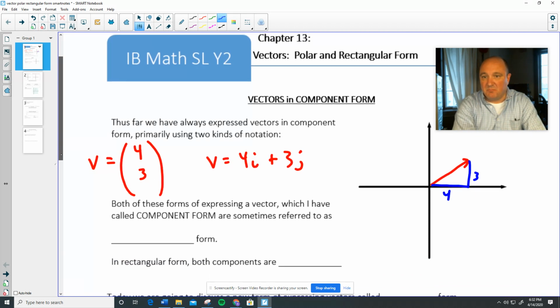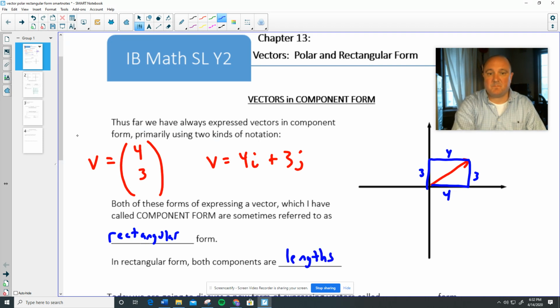Now, if you complete this, what shape do you get? Well, you get a rectangle. So sometimes this form of vectors is called rectangular form. In rectangular form, both of the components are distances or lengths. So that's rectangular form. That's the form we've been using.